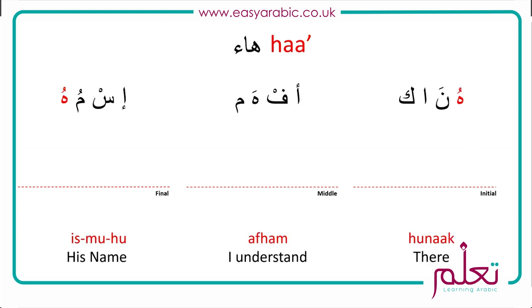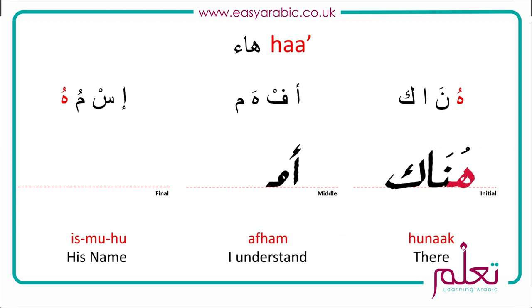Next we have the letter Ha. So here the first word is Hunak, which is there. So it's Ha. We have the Noon, we have the Alif, and then the Kaf. Hunak. Again the Kaf is in its final form because it's the last letter in the word. Okay, so Hunak.